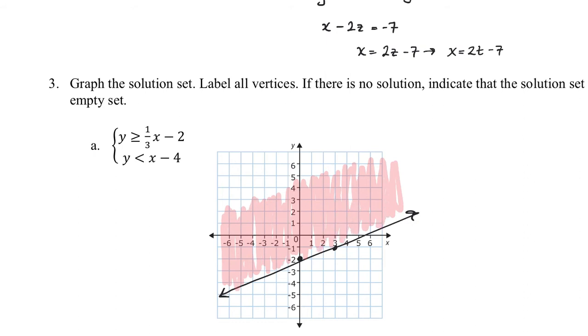Now, the second line here, y is less than x minus 4, negative 4 is the y-intercept, and the slope is 1, so up 1 over 1. And then, because it's not an equal to, it's strictly less than, that's going to be a dotted line.